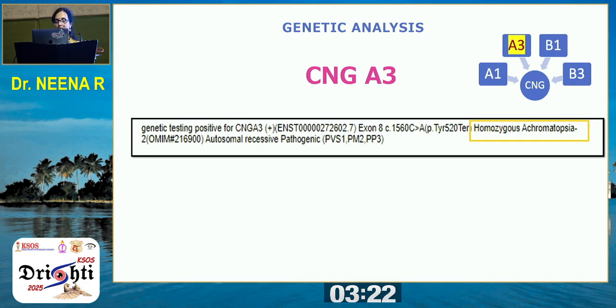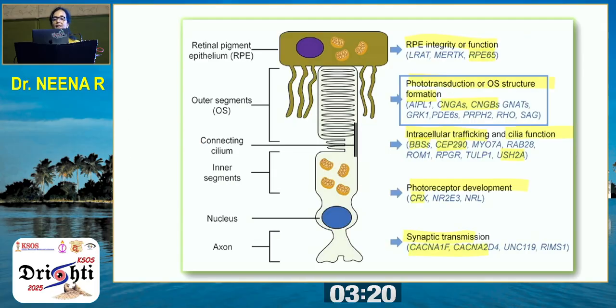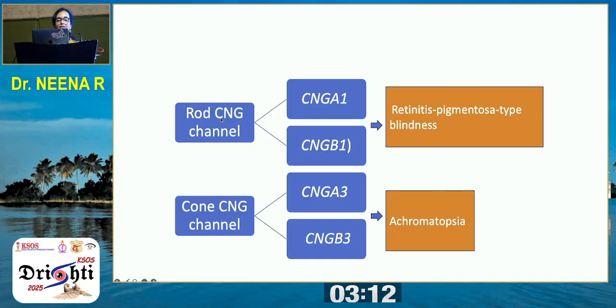CNGA3 gene positive. So you'll be wondering, how is the CNG? You've heard about the CNG gene, which is important in phototransduction, isn't it? So when you have the CNG channels open up both in rods and cones, they're very important in phototransduction. So if you have the cone CNG channels which are involved, you get achromatopsia, that is total cone dysfunction. Okay, and when you have the rod channels affected, you get retinitis pigmentosa. So here, it was in the cones, and that explained the condition.